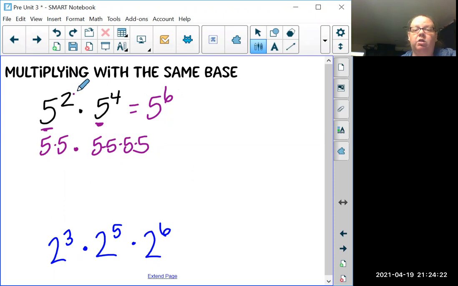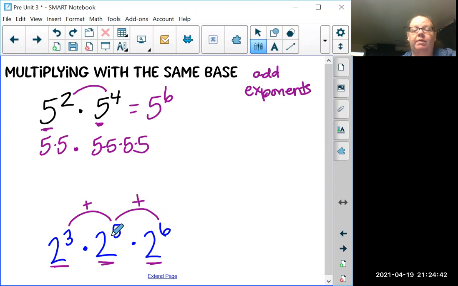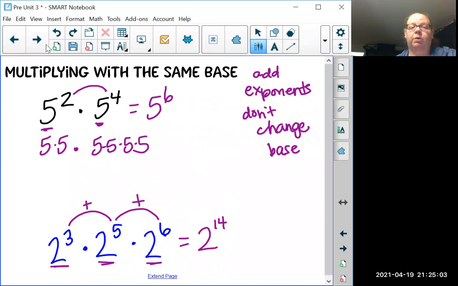If you look at the exponents, to combine 2 and 4 and get 6, we must have added them. So we add the exponents whenever we're multiplying numbers with the same base. Down here, all of them have the same base 2, so we're going to add the exponents: 3 plus 5, plus 6. 3 plus 5 is 8, 8 plus 6 is 14, so this is going to be 2 to the 14th power. So we're adding exponents if they have the same base and we're multiplying them. We don't change the base. That happens a lot. We're only adding the exponents.